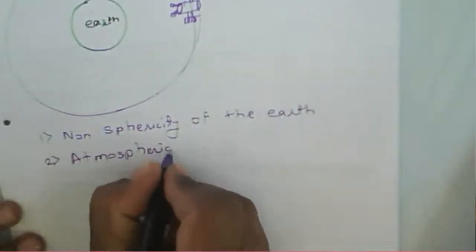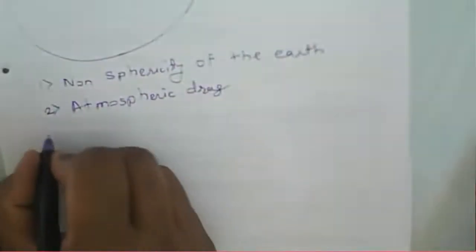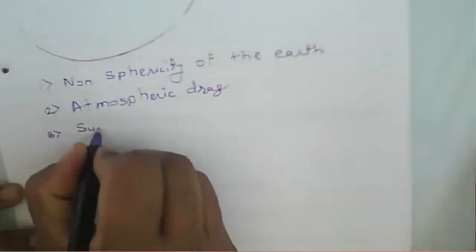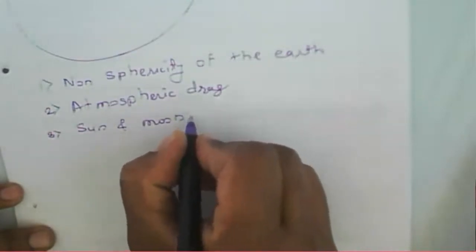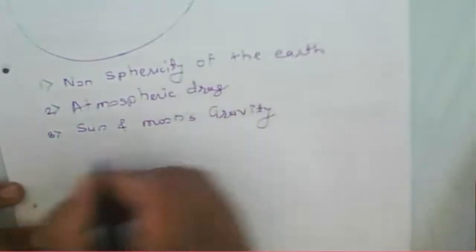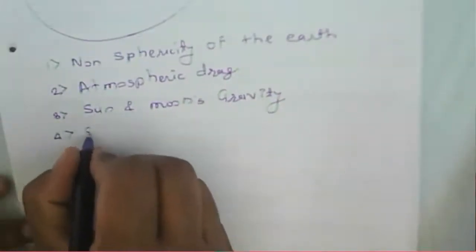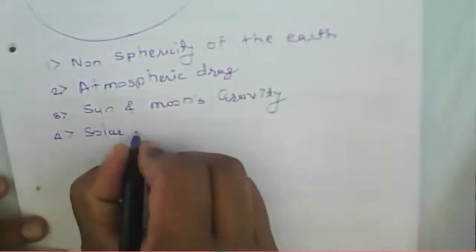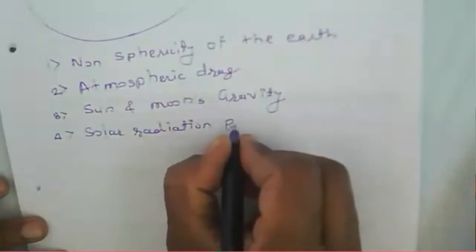Another is about what? Atmospheric drag. Next, about the sun and moon's gravity, and then solar radiation pressure.